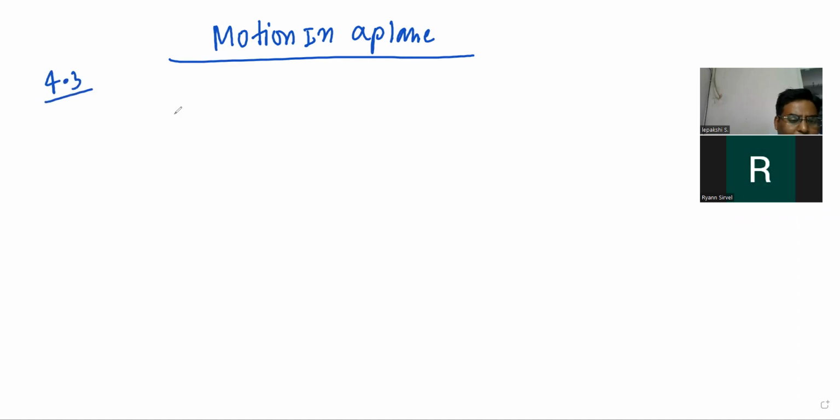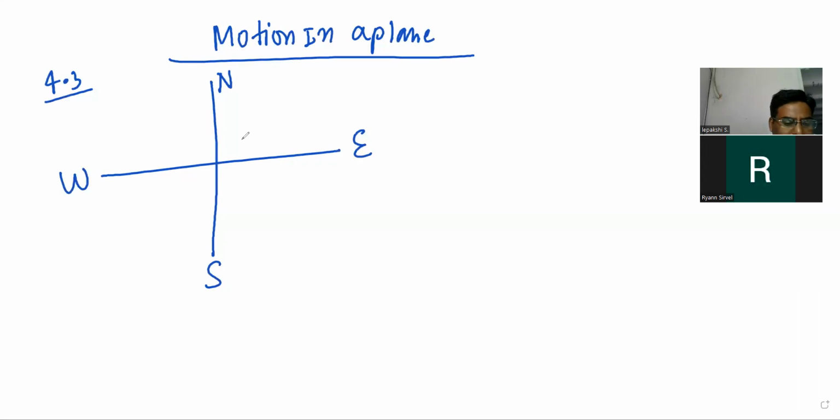So let's see, a motor boat is racing towards the north at 25 kilometer per hour, right? So make the direction diagram. This is north, this is south, this is east, this is west, right? So this is the north direction in which the motor boat is moving with velocity 25 kilometer per hour, right? Now see the next point.